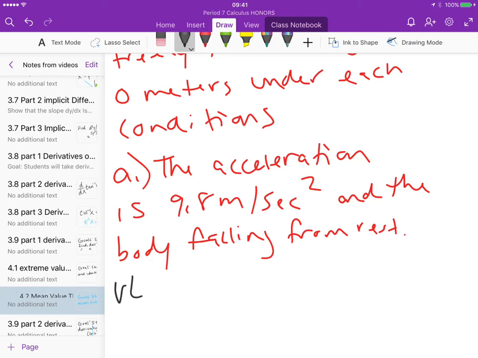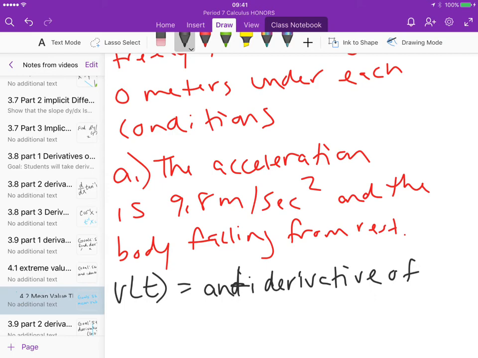So velocity, v of t, equals the antiderivative of a of t, which equals 9.8. What we need to take into account, well, first off, what is t? Because t is always a part of it. When we're dealing with things that are moving, it's time. In this case, it's falling from rest, so that means t is going to be 0. That's kind of nice to deal with here.